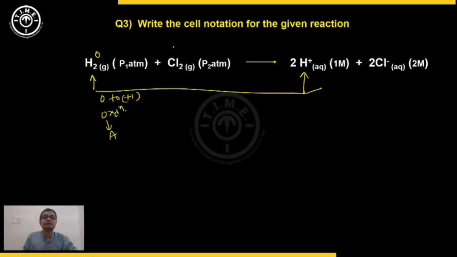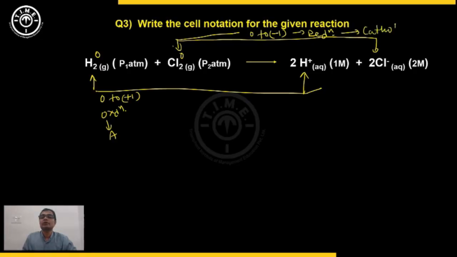Next, chlorine. Check it out here. Oxidation state is 0. So 0 to Cl minus ion. So the oxidation state is changing from 0 to minus 1. Decreasing of oxidation state is called reduction. Reduction reaction takes place at the cathode. Both are gaseous electrodes, so you have to use inert electrodes.